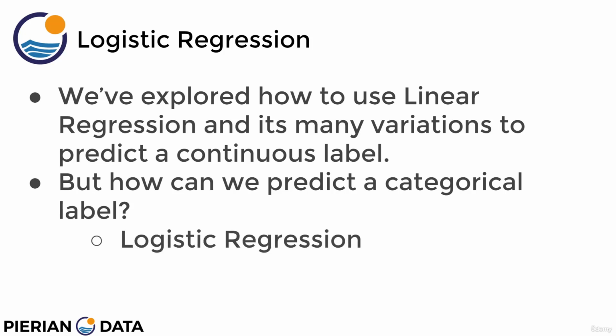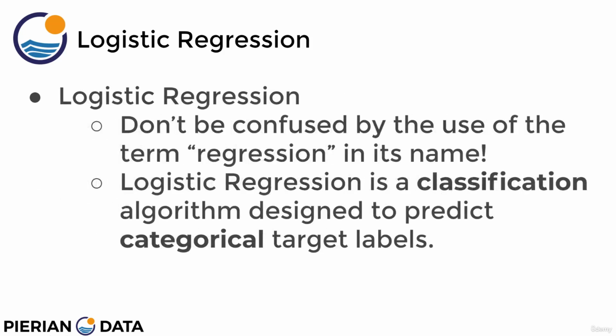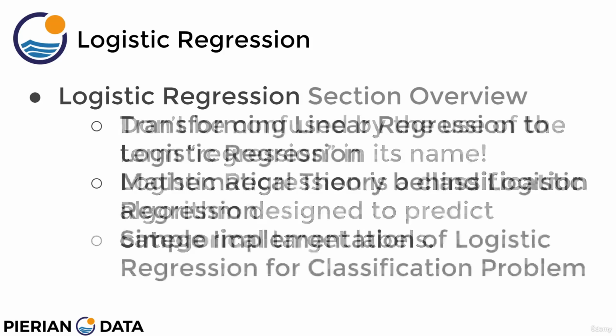Keep in mind, in the future, we'll be exploring a lot more than just logistic and linear regression to predict things like categorical labels and continuous labels. Also, remember to not be confused by the use of the term regression in the name logistic regression. To be perfectly clear, logistic regression is actually a classification algorithm designed to predict categorical target labels.